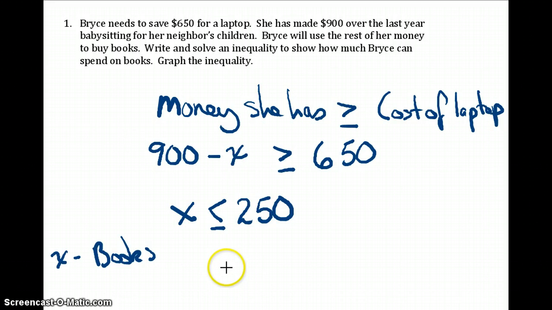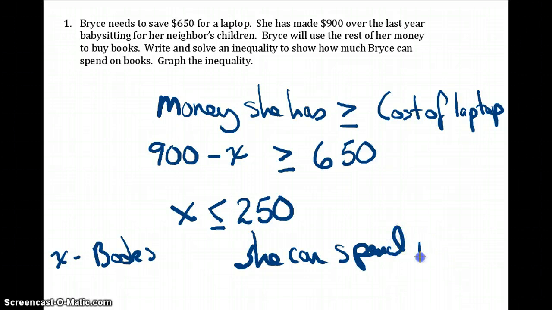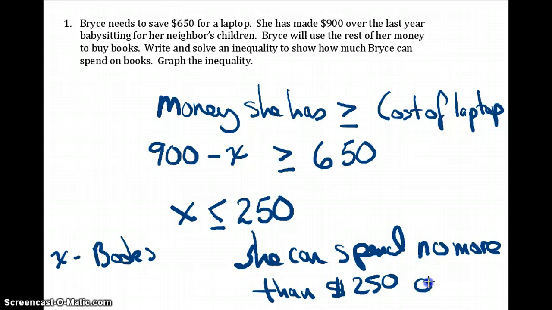So what does this mean? Well, it means that as long as this value is no more than $250, then she will have more than $650 or equal to $650. So she'll be able to buy her laptop. So she can spend no more than $250 on books. If she spends more than $250 on books, then she won't have enough money for the laptop.